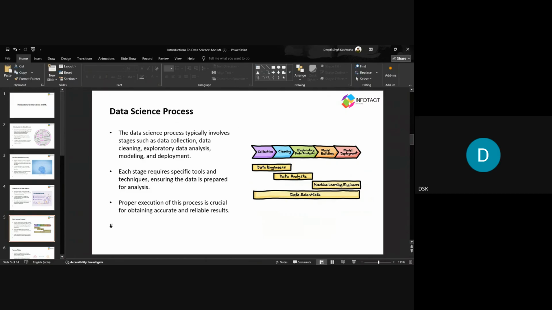So EDA is a crucial part because it is done by creating charts and summaries to get a feel for what the data is telling you.